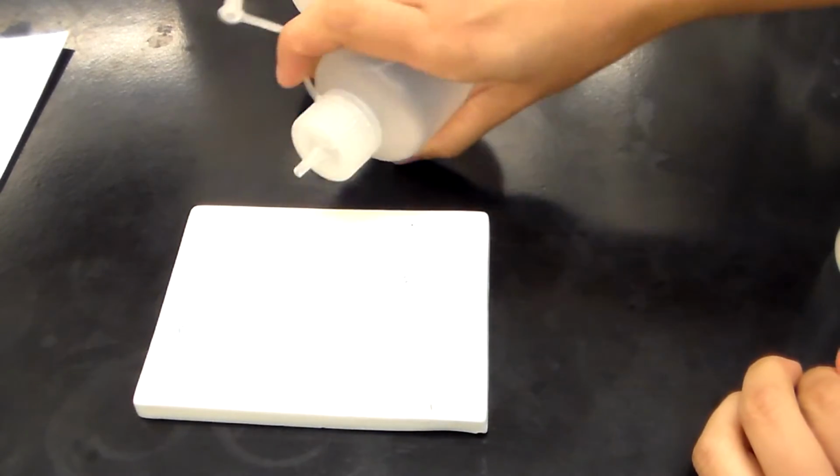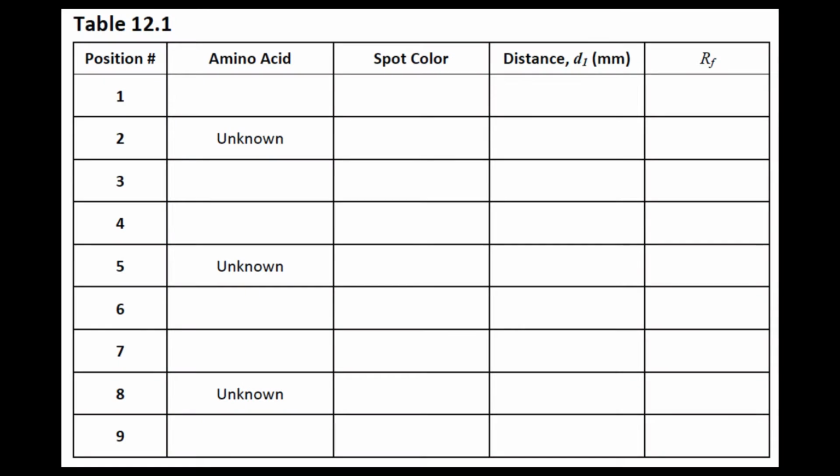Put 3 drops of each amino acid, as well as your unknown, into a separate well on a spot plate. Create a key by using table 12.1 so you don't mix up your amino acids.